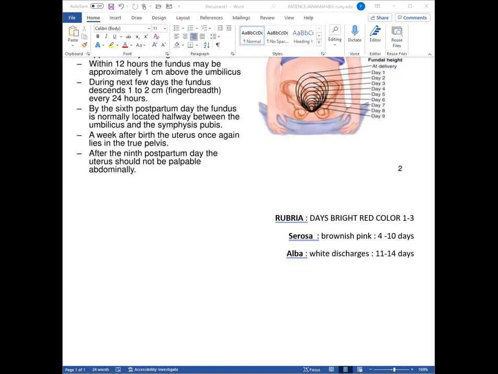We have the pulses. The pulse of the mother may decrease to 50 beats per minute. So mommy may get a lower pulse. The mommy may get bradycardia. This is expected. So a pulse greater than 100 beats per minute will indicate excessive blood loss or an infection. You don't want it to be too high as well.